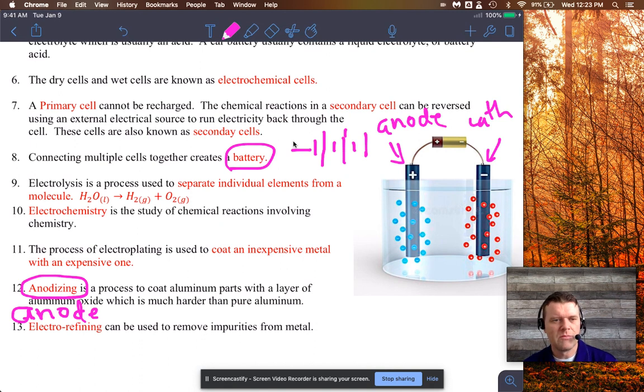Okay, and then the last term is electrorefining. We can also use electricity to separate impurities in a metal from the actual metal. So you can purify gold, silver, all kinds of things using electricity.